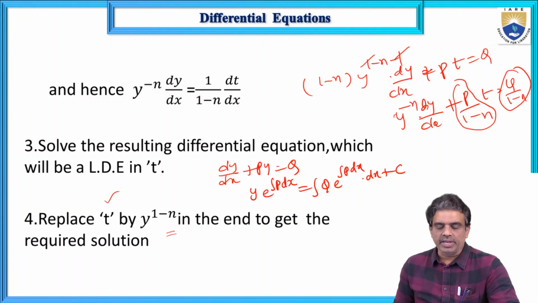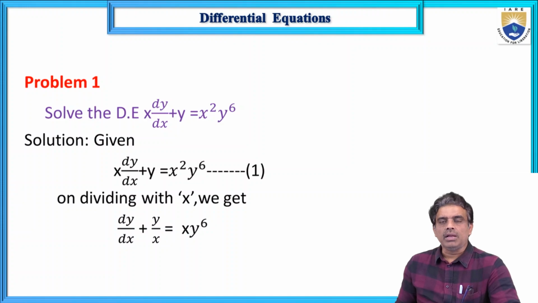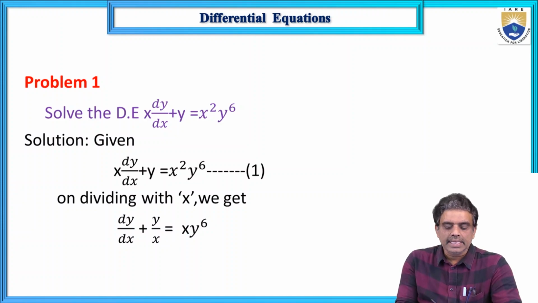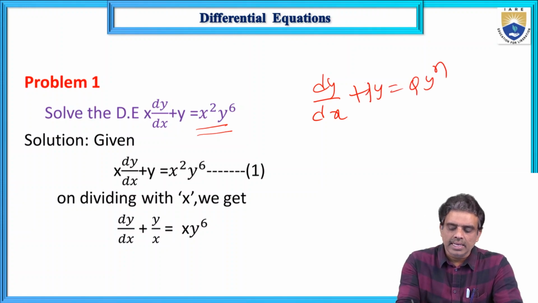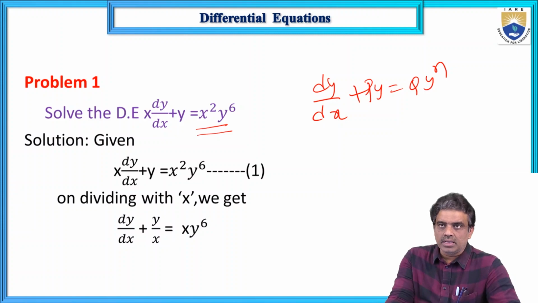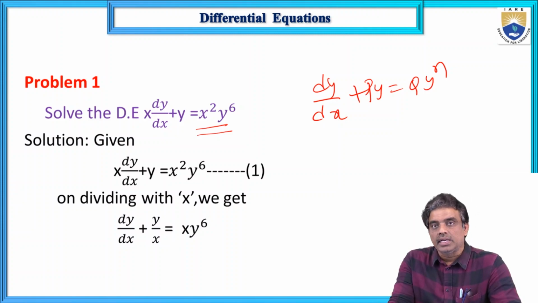So now I will go with one example. Solve the differential equation x dy by dx plus y is equal to x square into y power 6. Clearly, the right side is not a pure function of x. There is a y term also, and we say that it is in the form of a Bernoulli equation, dy by dx plus py is equal to q into some y power n. So clearly, y power n is also there on the right side. So we can say that it is a Bernoulli equation.